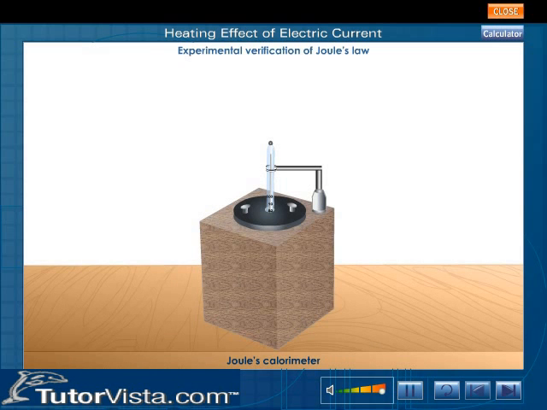Experimental verification of Joule's Law. Joule's Law of Heating by electric current can be verified in the laboratory using a Joule's calorimeter. This is the Joule's calorimeter.